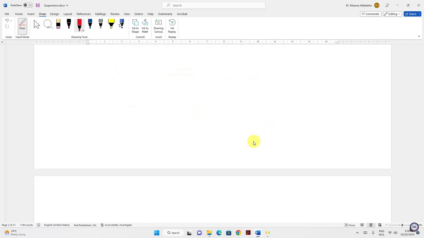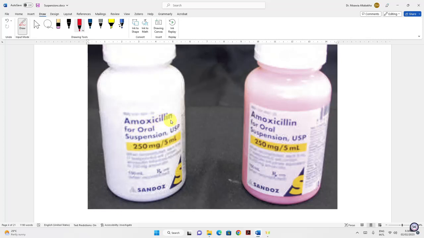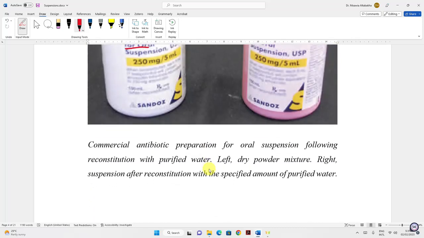Now for oral suspension, let's look at the other example. Here you will see amoxicillin for oral suspension. Pay attention, for oral suspension. Okay, so what happens? You need to add enough volume of purified water in order to have the suspension ready. Of course you have to add the purified water and do the agitation or shaking. You need to do the shaking. Okay.